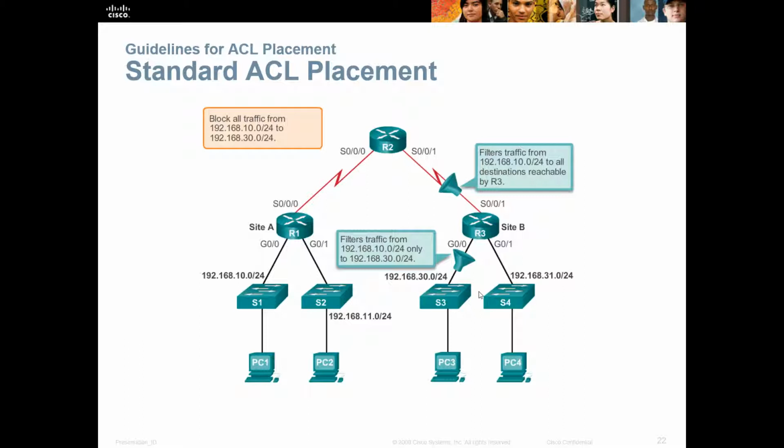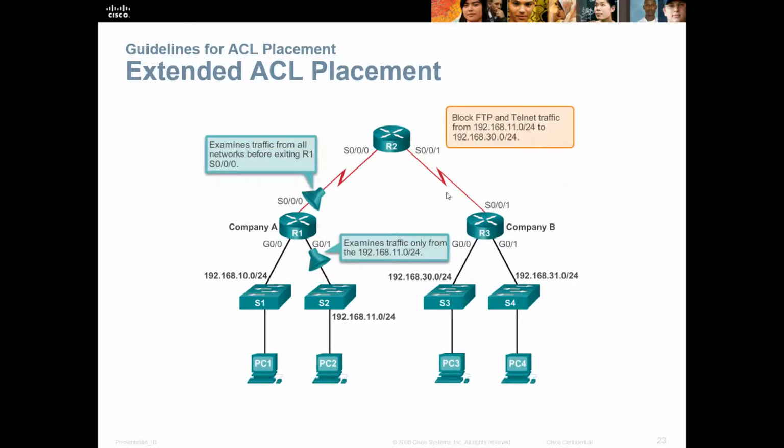So here we can do standard placements. If we're looking at blocking all traffic from the 192.168.10.0/24 network, we could place it as close to the destination as possible. If we want to block specific services, we're going to block them as close to the source as possible. Now remember, inbound versus outbound. Here this is going to be blocking inbound. Here it's going to be blocking outbound.